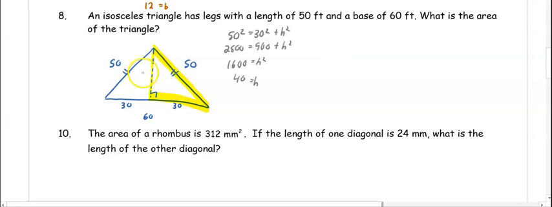Now that we know the height is 40 and the base is 60, to get the area of a triangle, it is 1/2 base times height. So our base is 60, our height is 40. 1/2 of 60 times 40. And that's going to get us 1,200 feet squared.